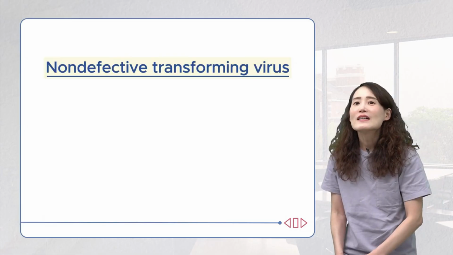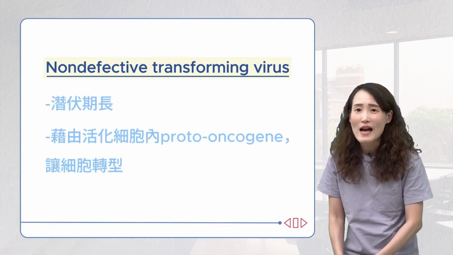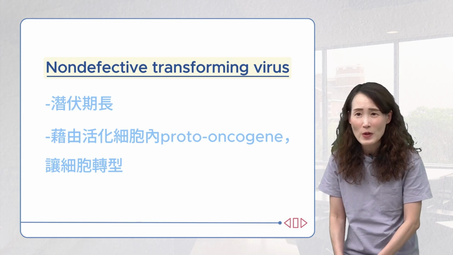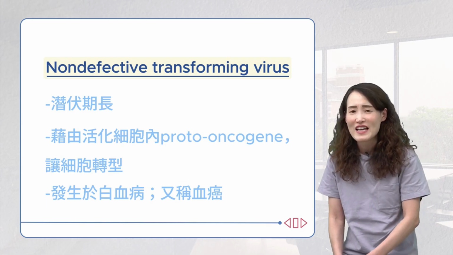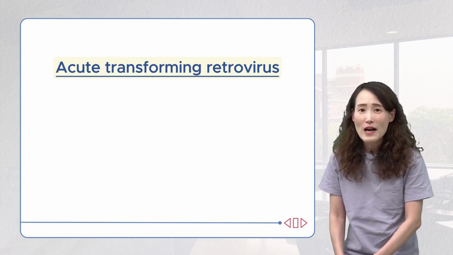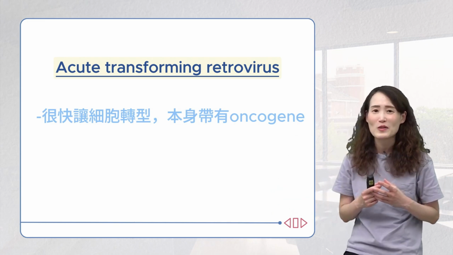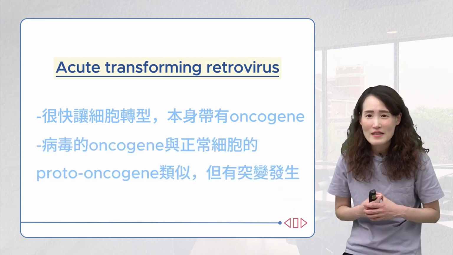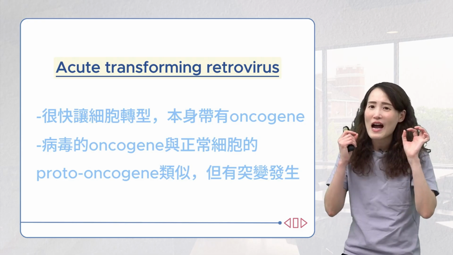The non-defective transforming virus has a longer incubation period because it can transform the cell by activating the proto-oncogenes within. This often occurs in leukemia, also known as blood cancer. The acute retrovirus infection quickly transforms cells because it carries an oncogene. The viral oncogene is very similar to the proto-oncogene in normal cells, except the oncogene it carries has undergone mutations.